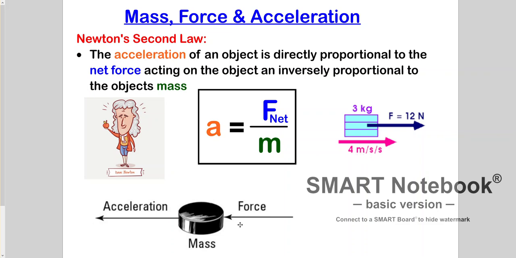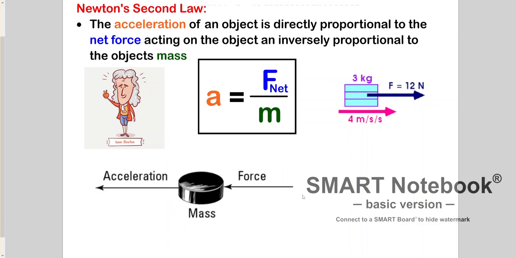So Newton's second law says that when a force is applied to a mass, that object accelerates. The greater the force, the greater the acceleration. The greater the mass, the less the acceleration, assuming the other variable stays constant.